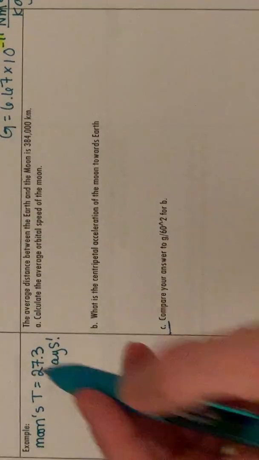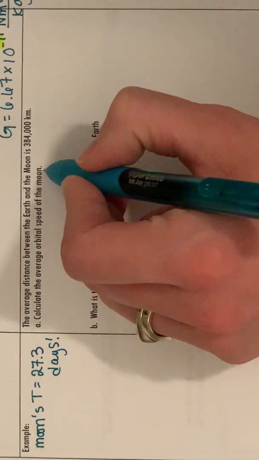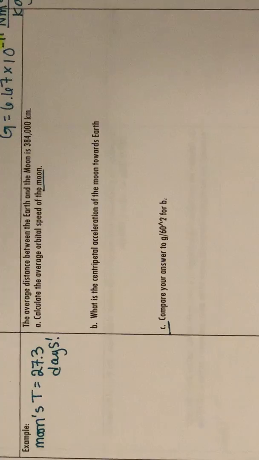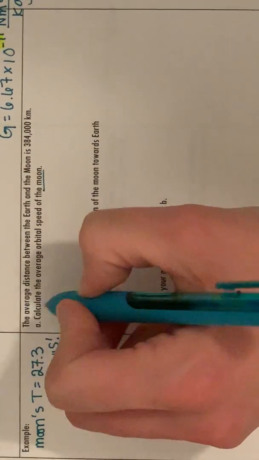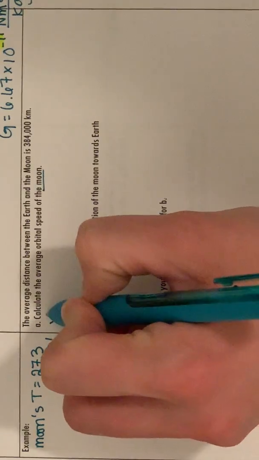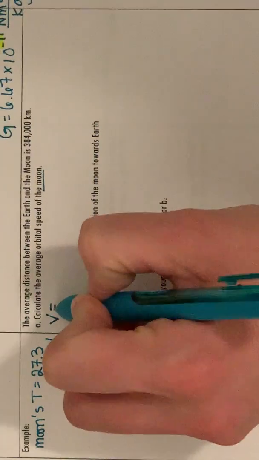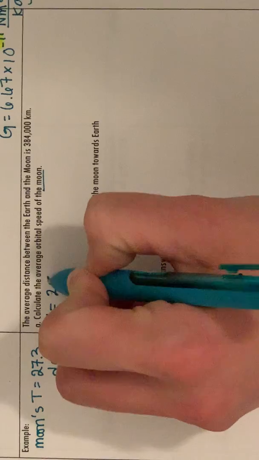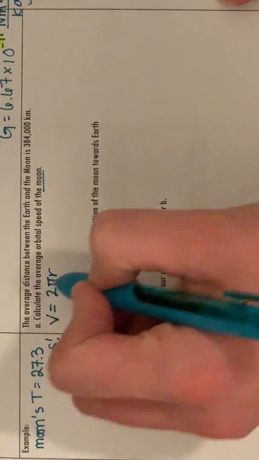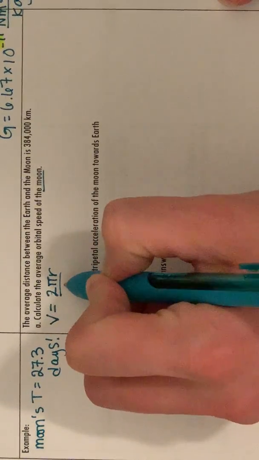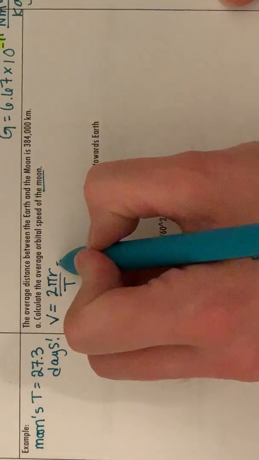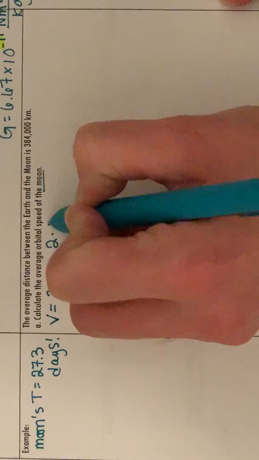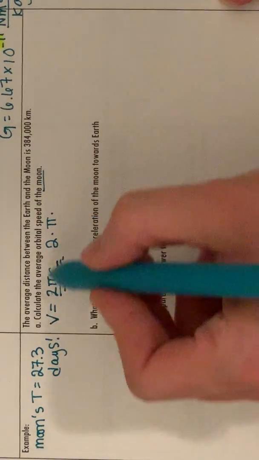All right, so let's see how we did. It says to calculate the average orbital speed of the moon. So this goes back to our circular motion. It's a quick review. If you remember, one of the ways to calculate the velocity or the orbital speed around something is to take our 2 pi r, which is our distance, the circumference, divided by the time, which is our period. So if we start plugging in our numbers, we can take 2 times pi times the radius. That's our average distance between the Earth and the moon.